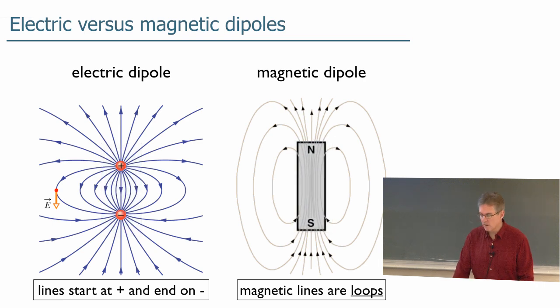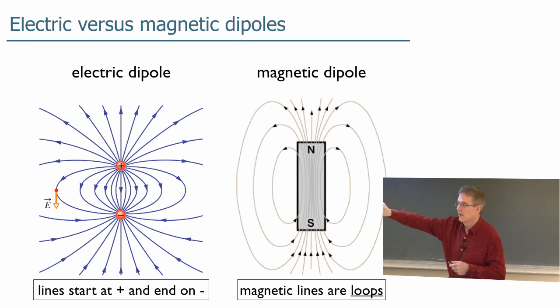Magnetic field lines are always loops. They always go all the way around. So if you're ever asked to draw a magnetic field line on a diagram, and I believe you will be, then it should be a continuous loop that goes all the way from south to north inside the magnet and then north to south outside the magnet. And of course, these magnetic field lines are in 3 dimensions, just as they are for electric fields.